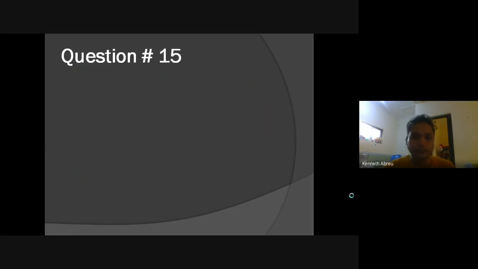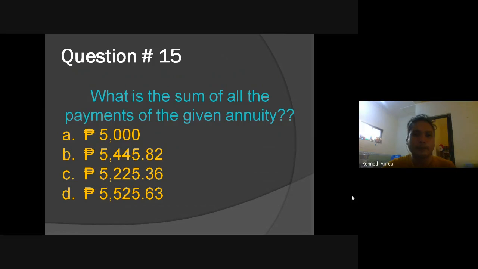Question number 15. What is the sum of all the payments of the given annuity? A, 5,000, B, 5,445 pesos and 82 centavos, C, 5,225 pesos and 36 centavos, or D, 5,525 pesos and 63 centavos.